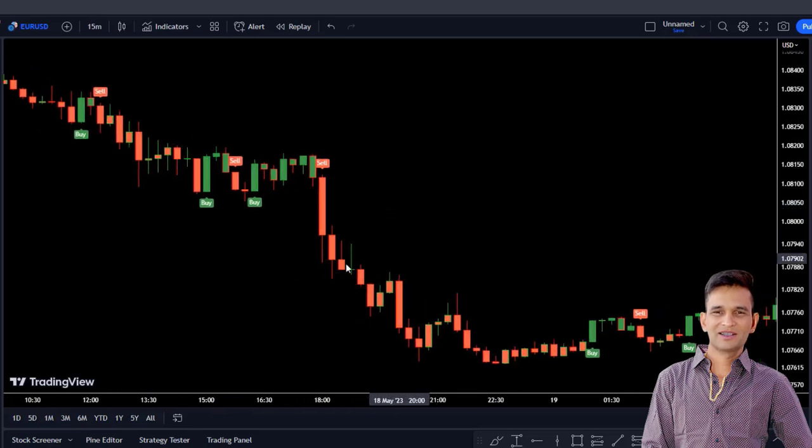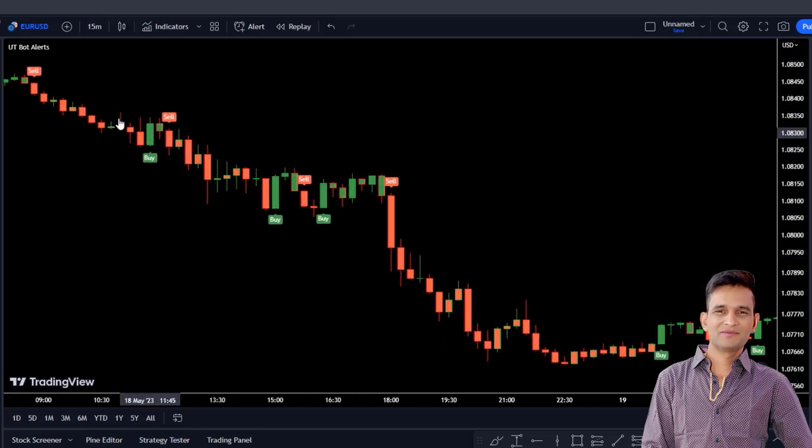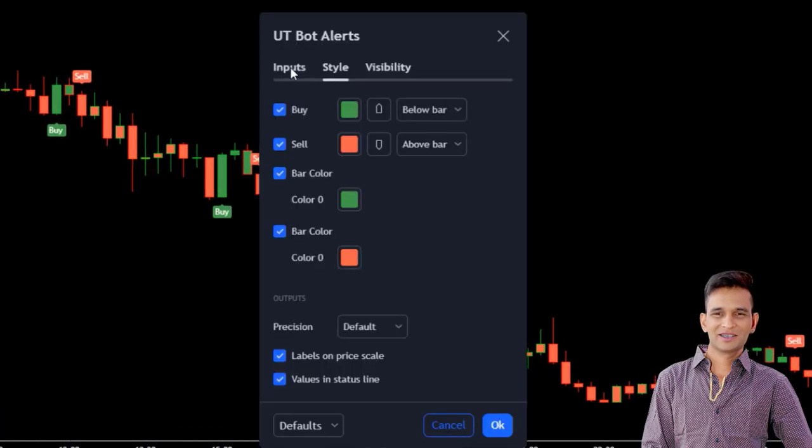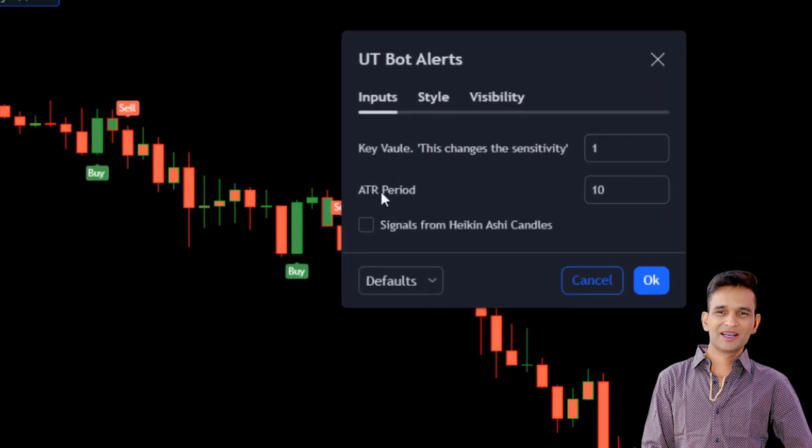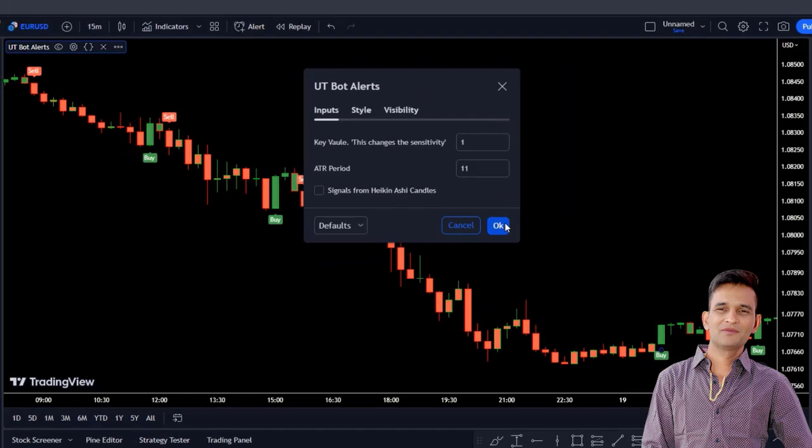And in order to make these buy and sell signals even more highly accurate, to optimize its functionality, we'll need to modify a few settings. Let's proceed with making the necessary adjustments. So you go to the settings of the indicator and here under Inputs, you change the ATR period from 10 to 11. After you click OK.